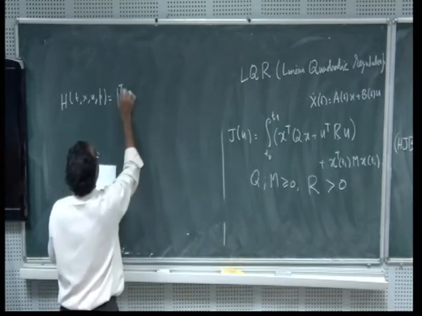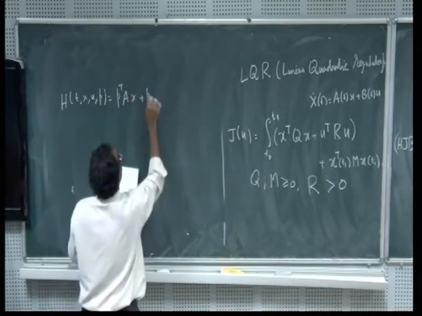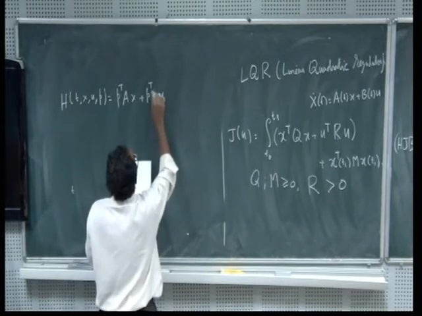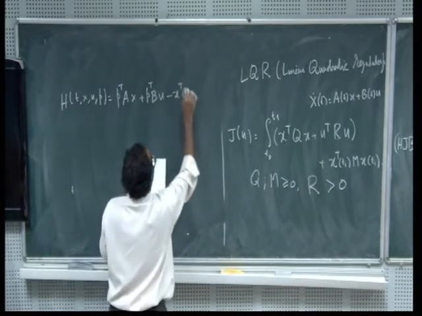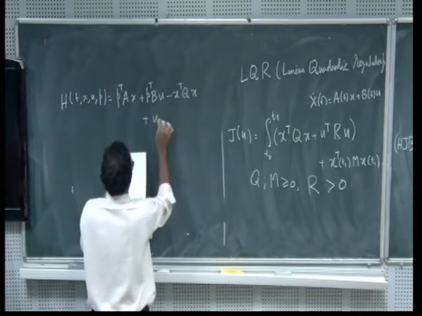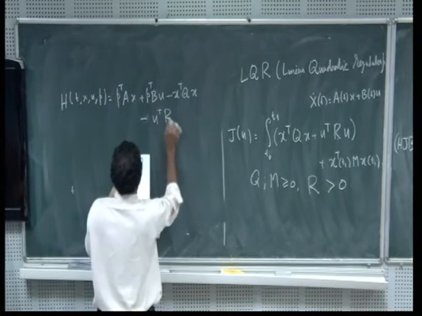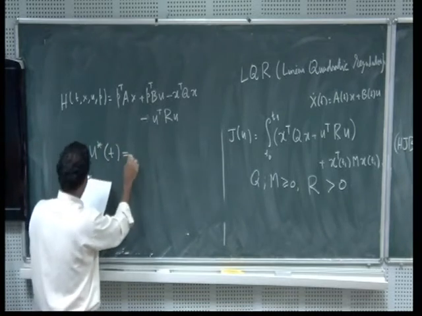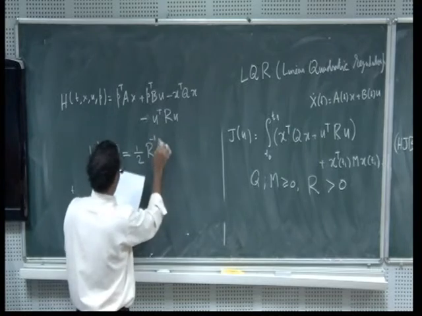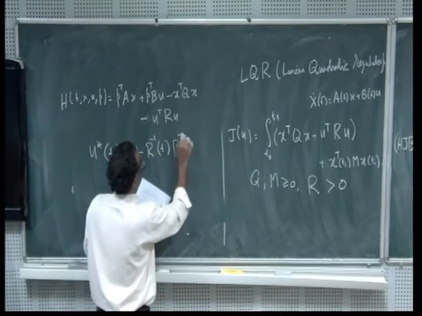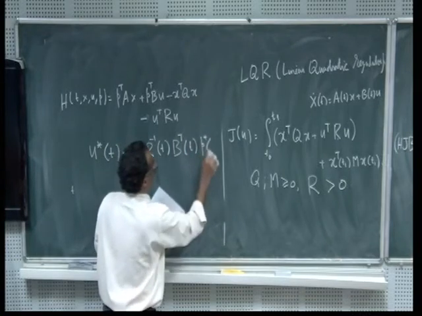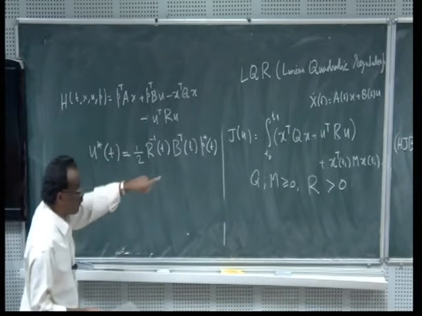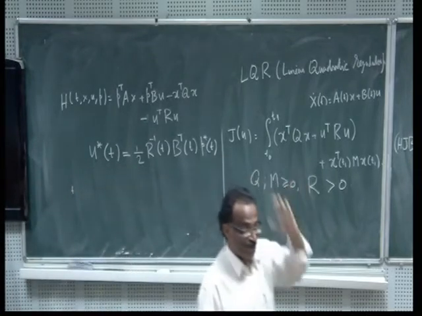You have p transpose Ax plus p transpose Bu, everything. No, sorry, p transpose Bu minus x transpose Qx plus u transpose Ru. You can derive your Hamiltonian, and you can write your control in this form. It's not determined, but you can get this formula: R inverse of t, B transpose of t, p star of t. So you can represent your control in terms of your costate. This in PDEs you will see quite often, writing your control in terms of the adjoint state.